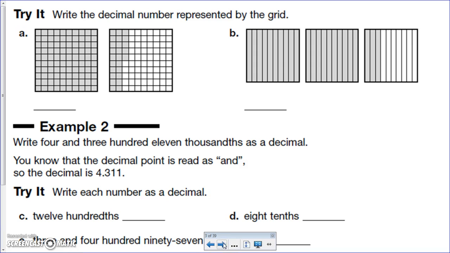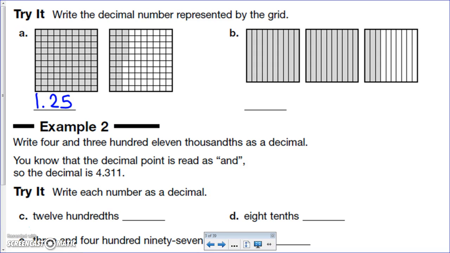For the try it, write the decimal number represented by the grid. For A, we have one whole grid shaded in, so we know we're going to have one whole, and then we have 25 hundredths shaded in the next grid. So our decimal is going to be 1 and 25 hundredths. This is shown as a 1, a decimal point, and then the 25 hundredths.